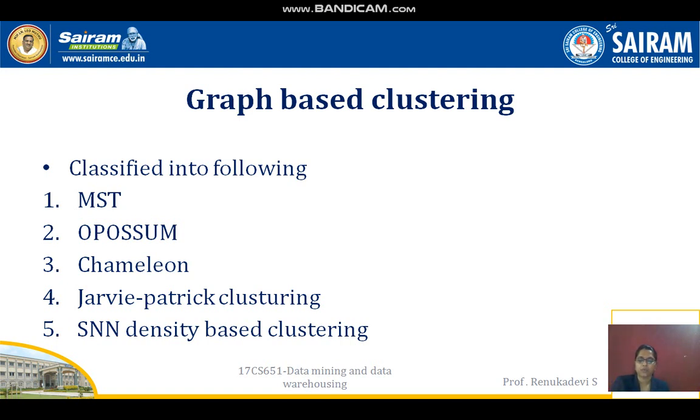The first one we have is MST. MST is minimum spanning tree. A minimum spanning tree with respect to a graph is a subgraph that has no cycles and contains all the nodes of the graph, and it has the minimum total edge weight of all possible spanning trees. This MST can be viewed as a clustering algorithm based on the sparsification of the particular graph.